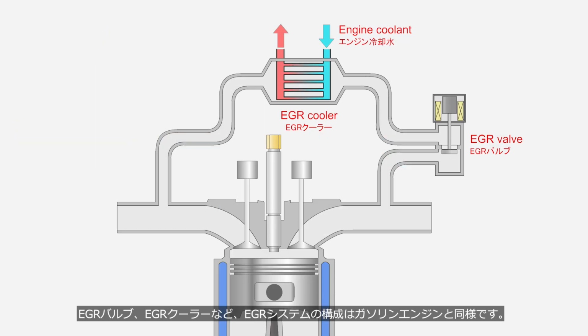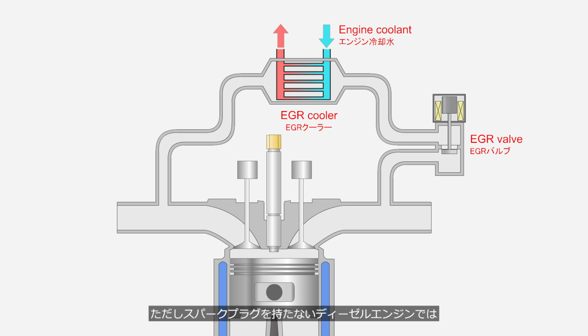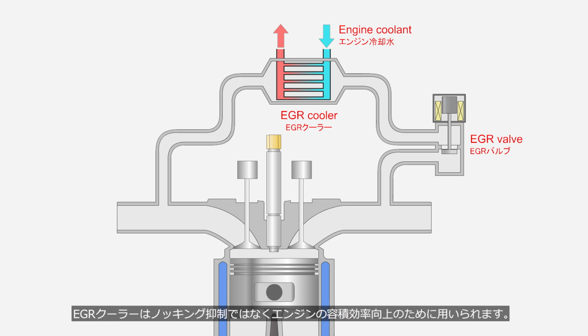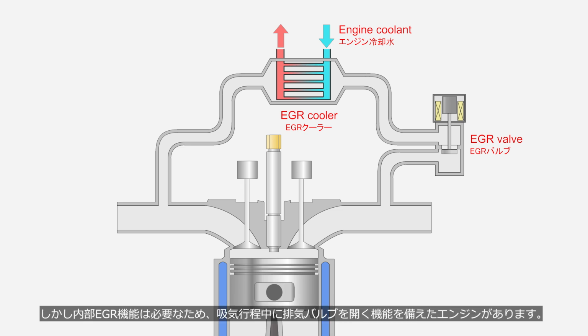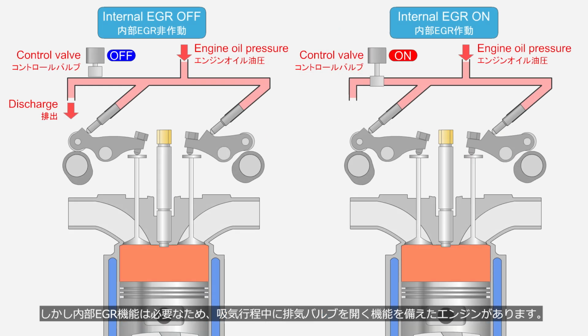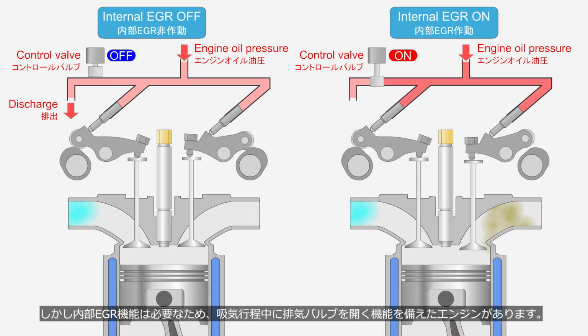The components of the EGR system, such as the EGR valve and EGR cooler, are similar to those in a gasoline engine. However, in diesel engines, which do not have spark plugs, the EGR cooler is used not to suppress knocking, but to improve the engine's volumetric efficiency. Also, diesel engines generally do not use variable valve timing mechanisms, because they operate within a narrow range of engine speeds. However, since an internal EGR function is necessary, some engines are equipped with a mechanism that opens the exhaust valve during the intake stroke.